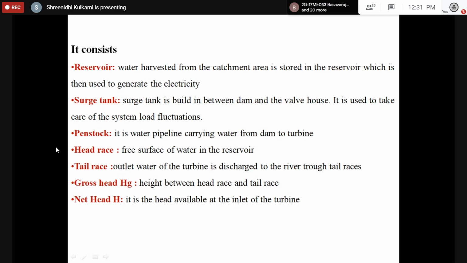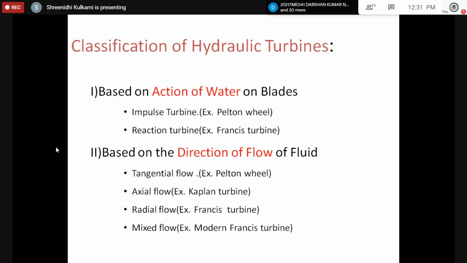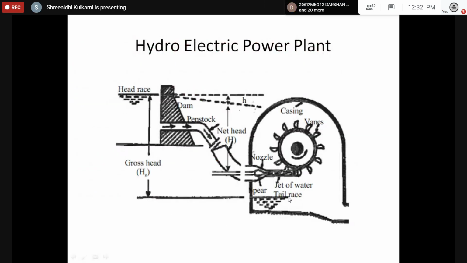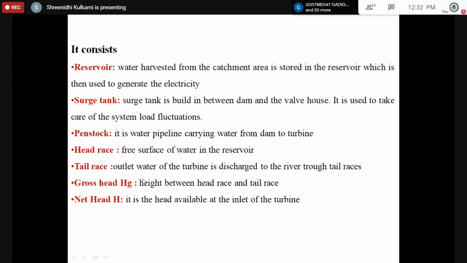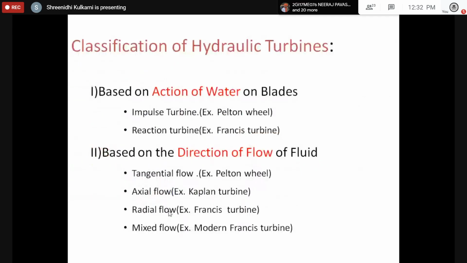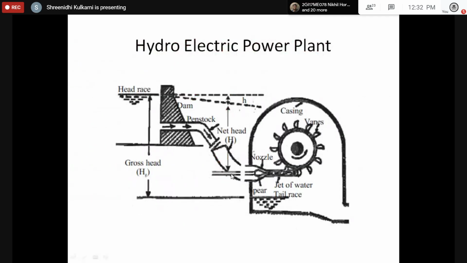Then what is gross head? It is denoted by HG, the height between the head race and the tail race. Here we can see the height between the head race and the tail race; that we call the gross head, denoted by HG. Then what is net head? It is denoted by H. It is the head available at the inlet of the turbine. Here we can see the inlet of the turbine.